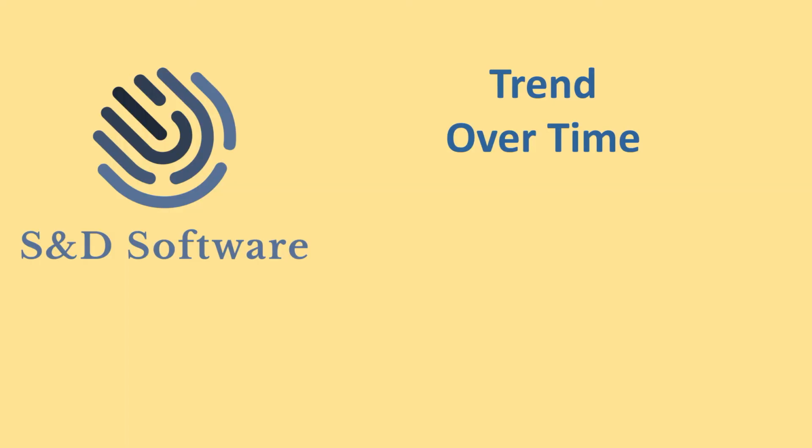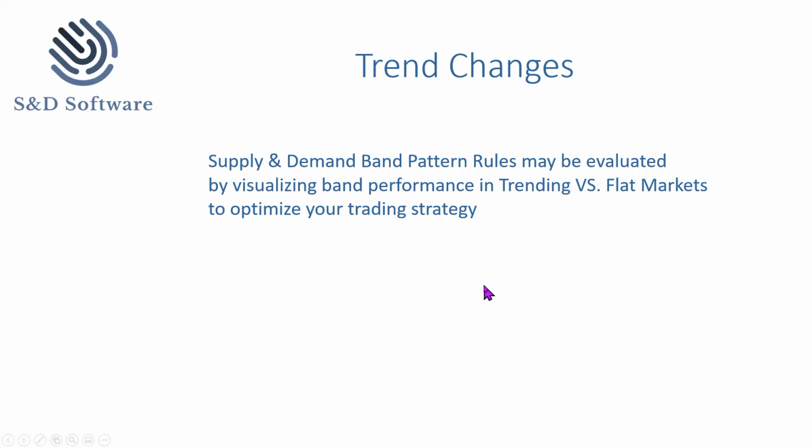So the tools also help you visualize trend over time. So let's talk about trend changes. You could be in an uptrending market, a downtrending market, or a flat sideways market. Well, you might need to have different rules for your supply and demand band patterns for those different types of markets in order to optimize your trading strategy. So being able to visualize that easily is important.